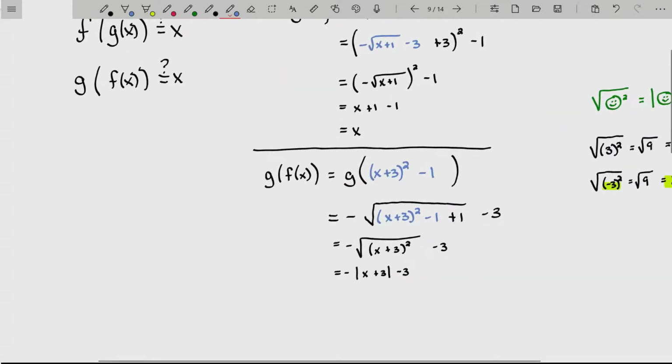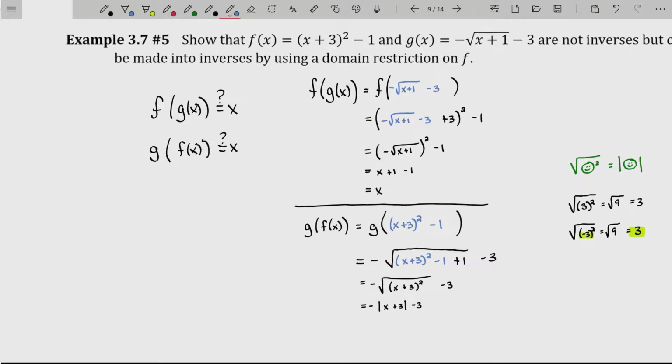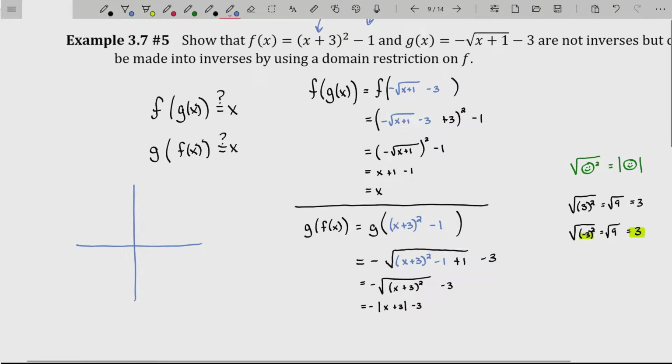Now, knowing that these are not inverses of one another, we need to make a modification. And the easiest way to see that we need to make a modification is just to look at the graph of f itself. f is a parabola. When you graph it out, it's been shifted. Let's take a look at this. It's been shifted to the left 3 units and down 1. So it's a parabola shifted 1, 2, 3 over and down 1. Looks something like this. I don't need it to be exact. I just need to take a look at it.